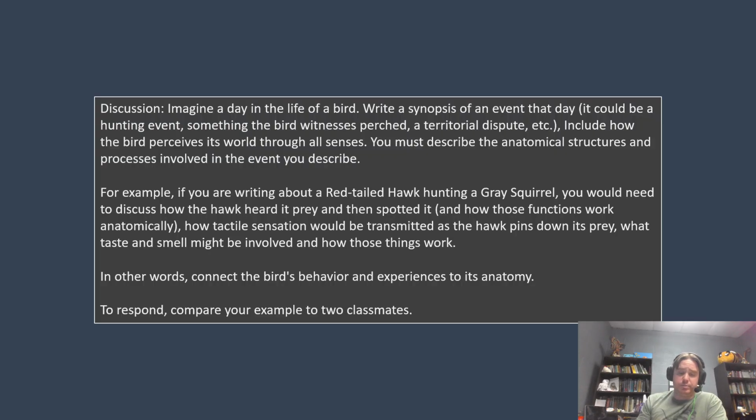How tactile sensation might be transmitted as the bird grasps its prey. What tastes and smells might be involved as the animal's ripped apart as the hawk is eating it, etc. You're describing both in a real sense what's going on with the bird as it's going through this event, how it's perceiving the event, and then literally what its body physically does, chemically does, electrically does, to take that information and integrate it in its brain. So the anatomical aspect.